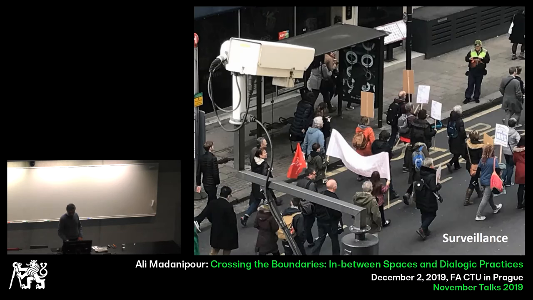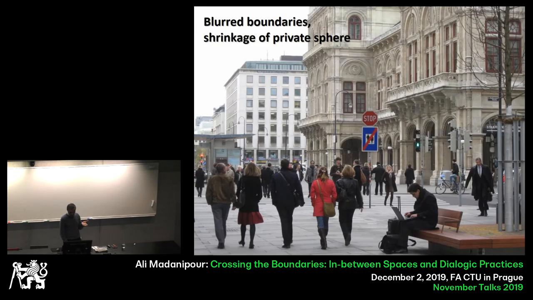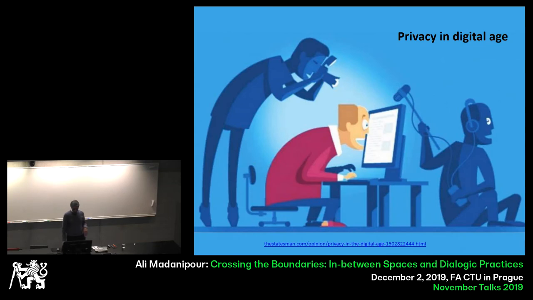And we know about the problem of surveillance, that again, the private sphere is, because of the new technologies that we have, the boundaries are blurred. And this is a picture that I just took off the internet. That is an interesting way to show the fear of the private sphere no longer being a private sphere. It's open, it's exposed.